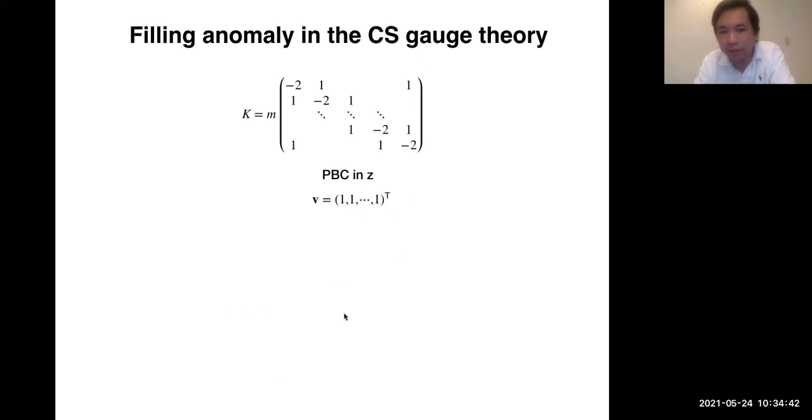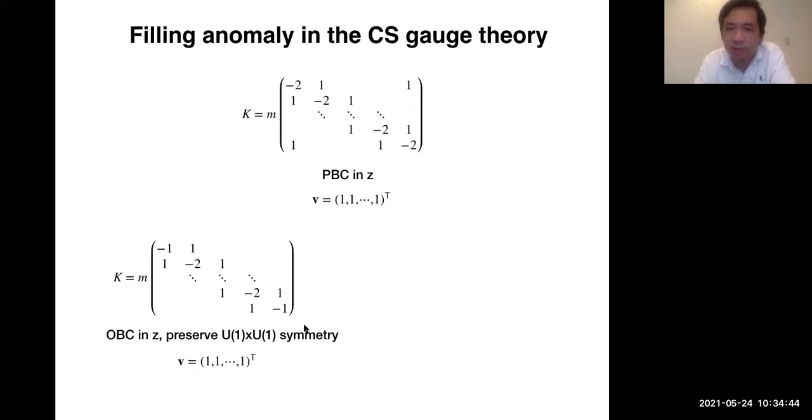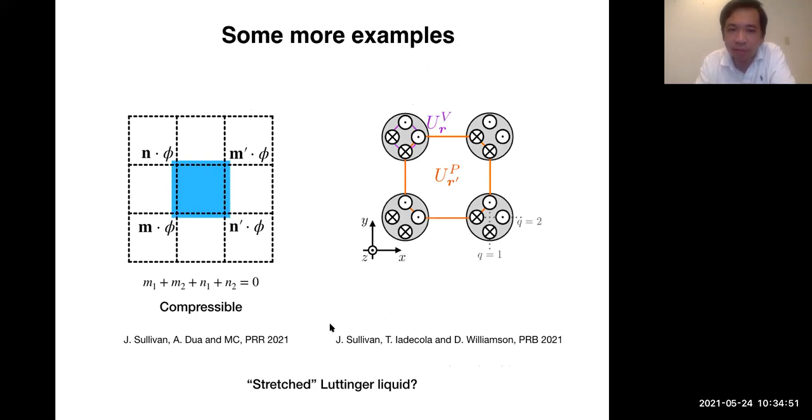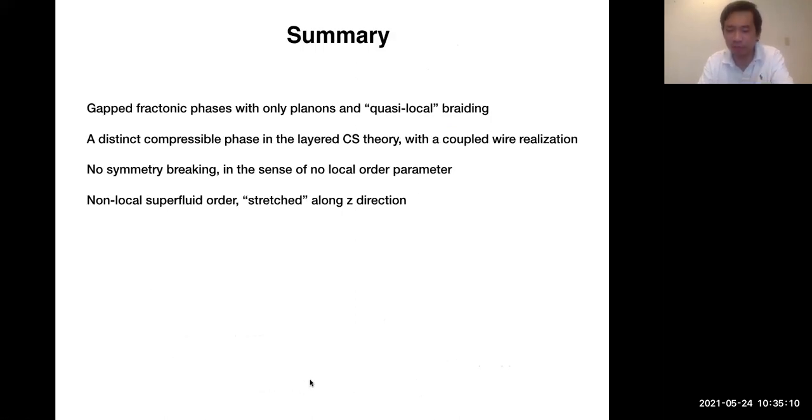Okay, and we can also analyze the other boundary conditions and get results consistent with what we expect from the filling. I want to mention that there are many other examples. Once we think about this coupled wire construction, it's not that difficult to get compressible states. We haven't really understood the physics of these systems quite well yet, but they are probably interesting to consider. Okay, so this is a summary, and sorry for taking too much time. That's all.